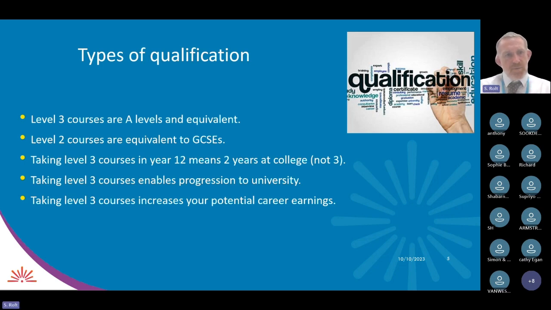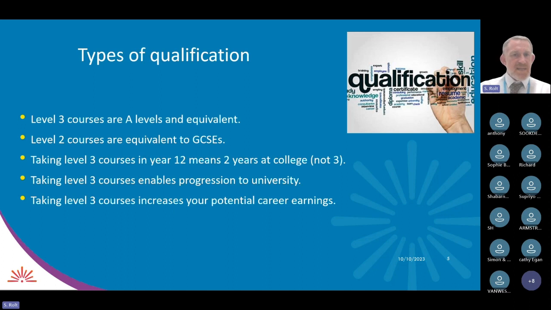Moving from level 2 to level 3 from school to college more often than not means that in year 12 you will then do 2 years at college. If you have to do maths and or English retake, if you move into level 2 courses, very often that may mean that you do 3 years at college rather than 2.